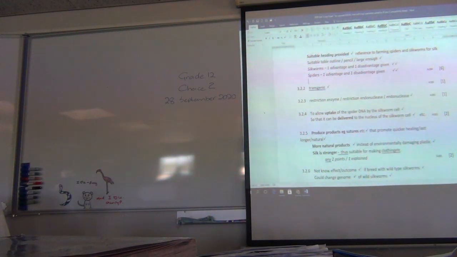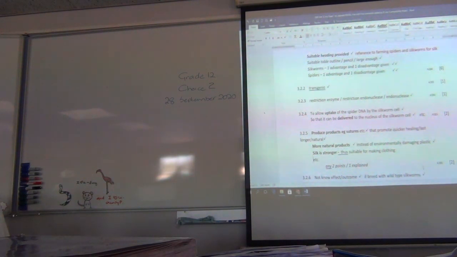3.2.5. To produce products such as sutures that promote quicker healing, or they last for longer, or they're more natural, or to make more natural products instead of environmentally damaging plastics. And then silk is stronger and therefore is more suitable for making clothing, etc. Any 2 points, one explained.